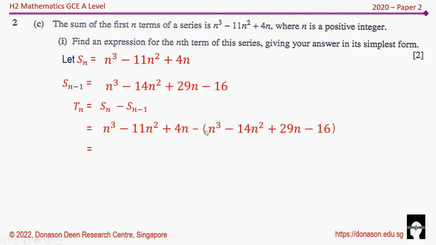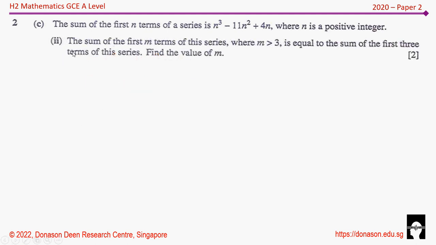Then we can see n cubed and minus n cubed, we can cancel them. We've got a minus 11n squared, minus minus is going to become plus 14n squared, so it's going to be simply 14n squared minus 11n squared, which is going to give you 3n squared. We have got a plus 4n, minus plus is going to give you minus 29n, minus 29 plus 4 is going to give you minus 25n, and then as far as the constant is concerned, minus minus is a plus 16, and this is the expression for the nth term of this series. So we have given the answer in its simplest form. I don't think you can factorize or simplify any further. Just leave it like that.